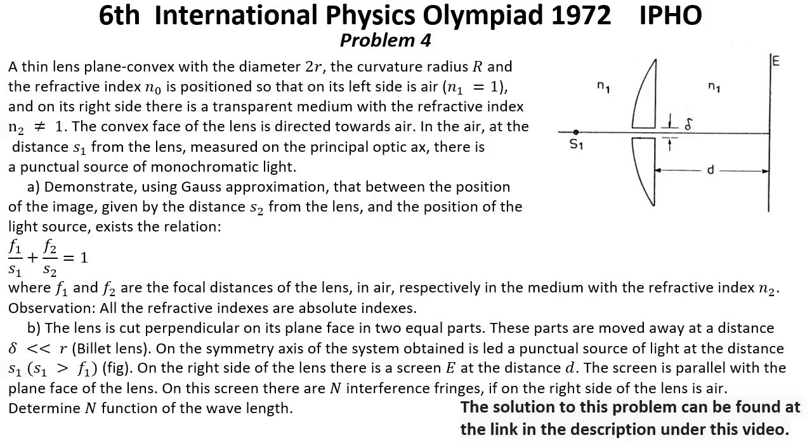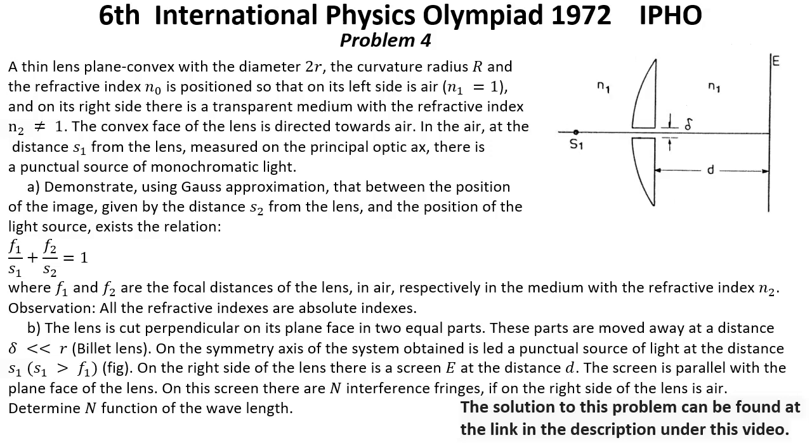Question B. The lens is cut perpendicular on its plane face in two equal parts. These parts are moved away at a distance delta much less than r. Billet lens. On the symmetry axis of the system obtained is placed a punctual source of light at the distance s1 greater than f1. On the right side of the lens there is a screen E at the distance d. The screen is parallel with the plane face of the lens.